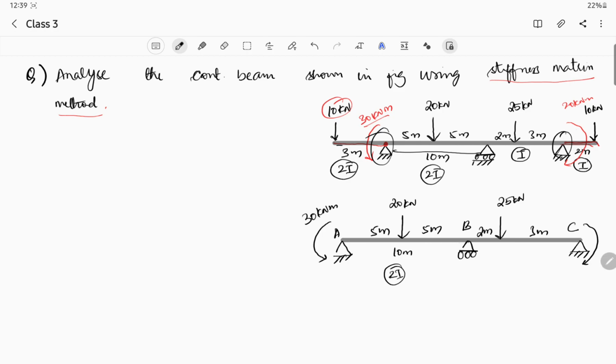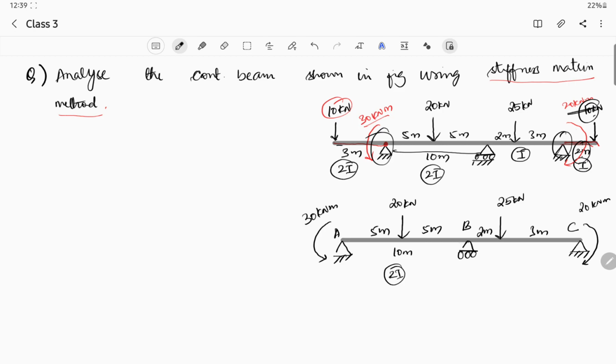So we have 25 kilonewton, and what is this moment? This moment is 20 kilonewton meter. How did we get this 20? 10 into 2, this 10 into 2 will give us 20 kilonewton meter. Okay, so this is how we got it.